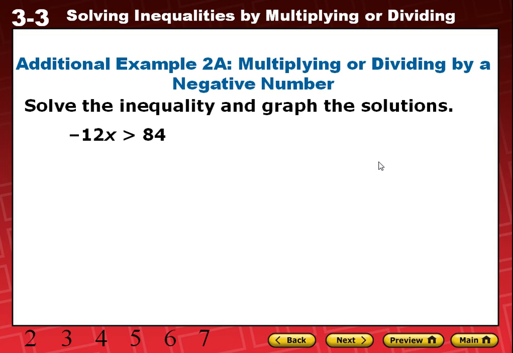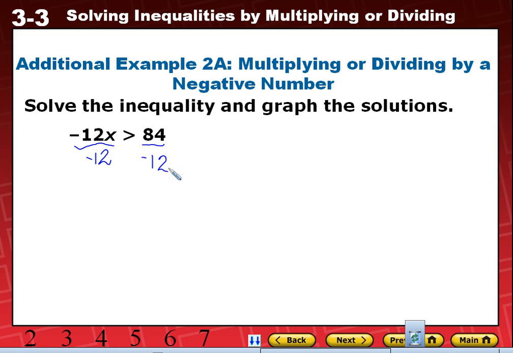All right, let's solve this. Our first step, to leave x by itself: step 1, simplify. Can we simplify any side? No, it's already simplified. Step 2, isolate. We need to leave the x by itself using number operations. So the negative 12 is multiplying. The inverse is to divide by negative 12, both sides.